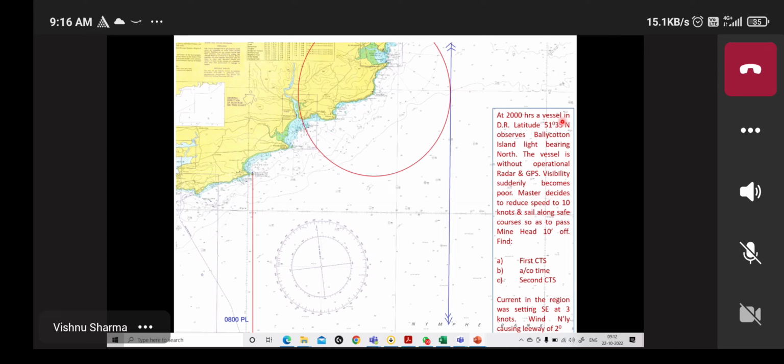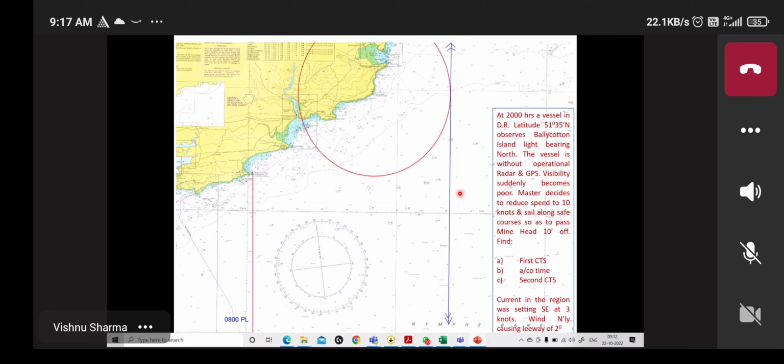But what is a PL? A PL is a line on which the ship is definitely located because you have observed that, right? So that means the ship is somewhere on this line at 8 o'clock. Am I right, guys? Ship will be somewhere on this line at 8 o'clock, correct?